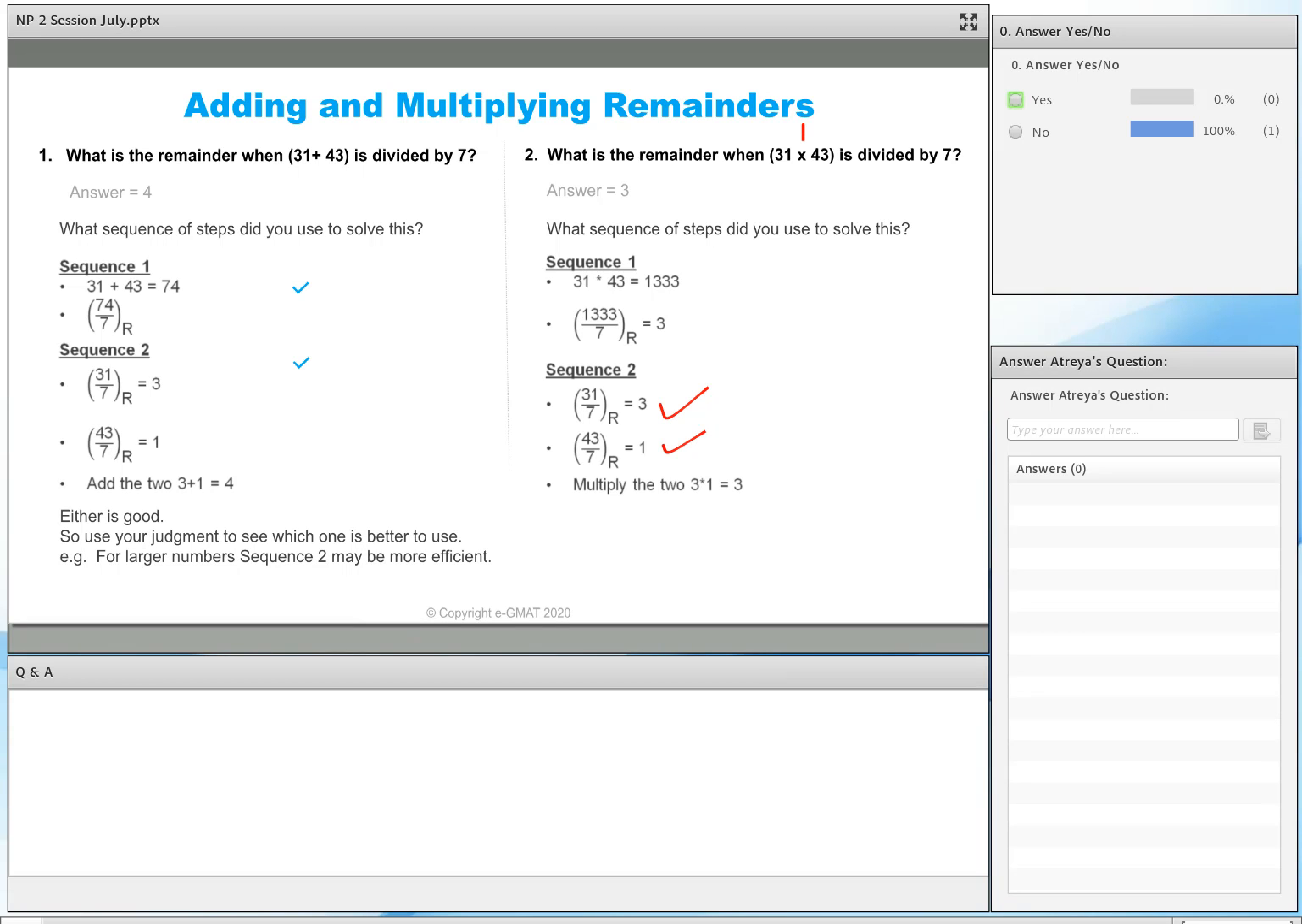Since the sign in the question is a multiplication sign, I need to multiply both these remainders to get to the final answer. Now tell me, for the second question, which sequence works better? Sequence 1 or sequence 2? You can mark the answer in the short answer poll. I've opened that for you.